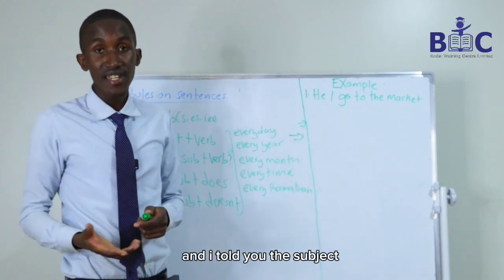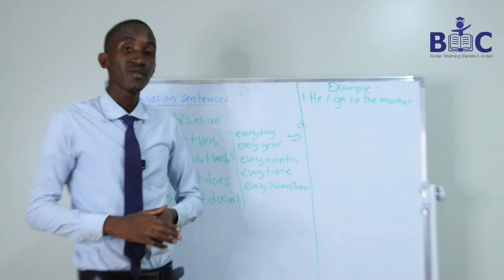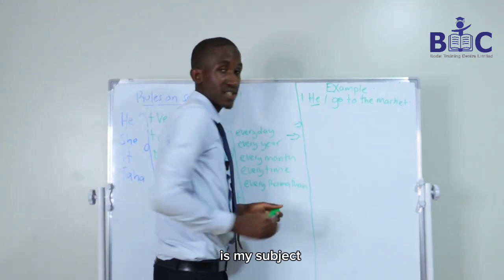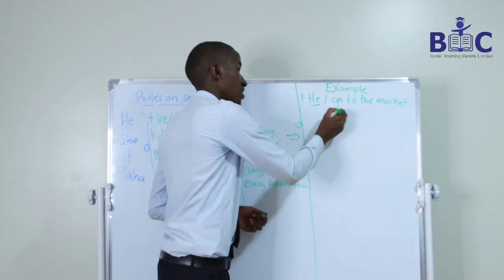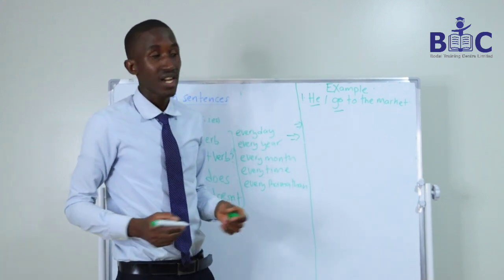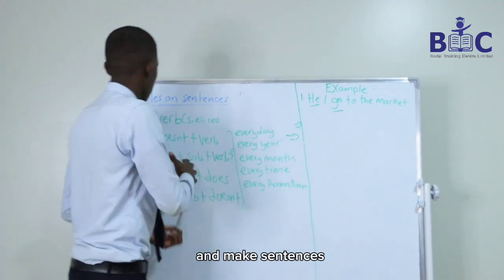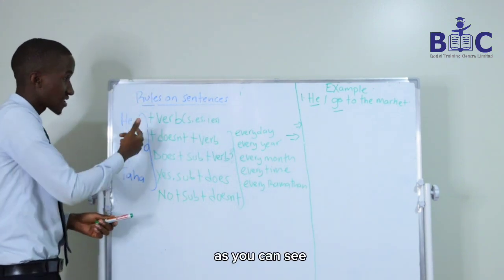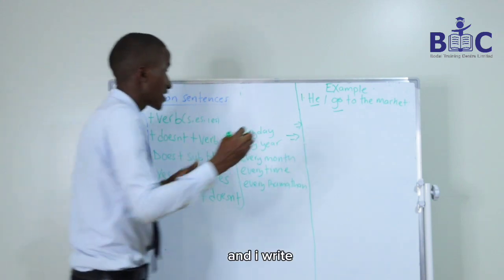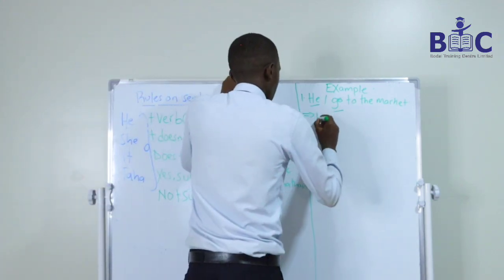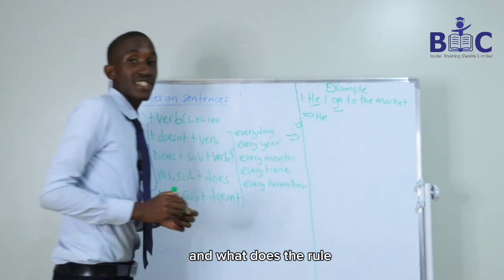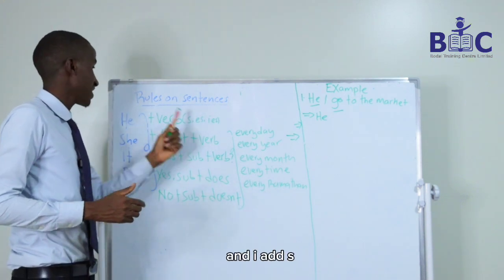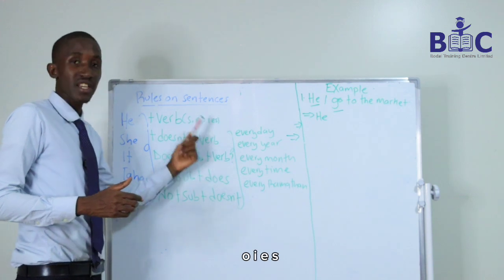And I told you the subject is a person and the verb is anything we do. And now here, he is my subject. And then go is my verb. And then we are going to use this example and make sentences from here. So my subject is he. As you can see, I'll follow this rule and I write he here. He. And what does the rule tell me to do next? The rule says I put my verb and I add s, es, or ies.